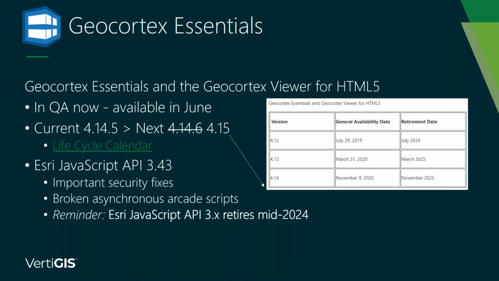If you are someone who is using those asynchronous arcade scripts, there are mechanisms for you to back down what version of the Esri JavaScript API you're using. So if you need a hand with that, contact us on the forum or in support, and we'd be happy to help you. And just a reminder that Esri JavaScript API 3.x is headed toward retirement mid-2024.